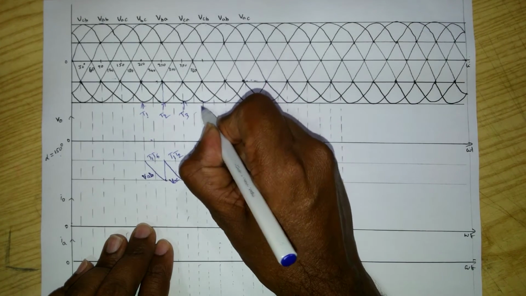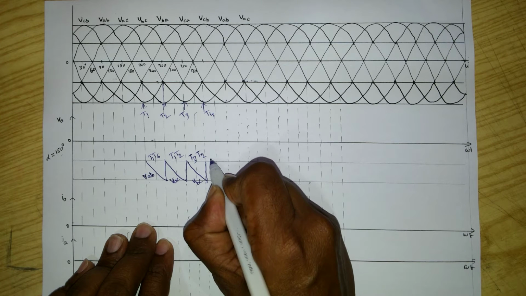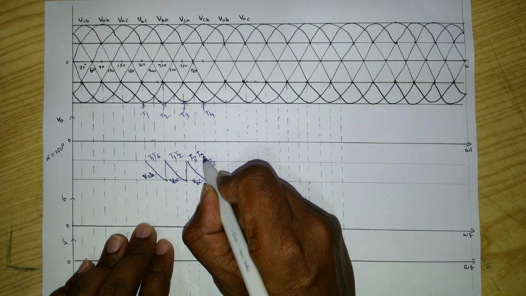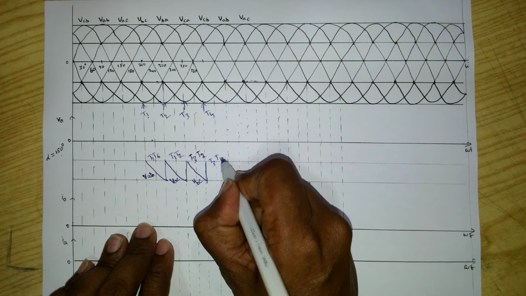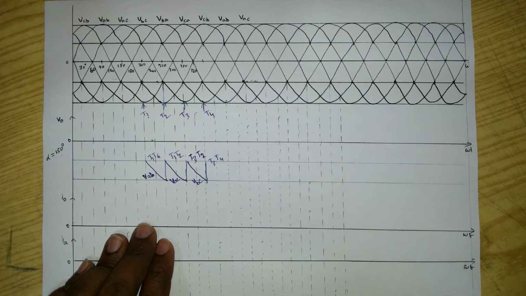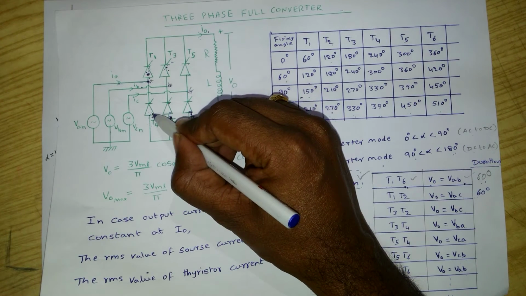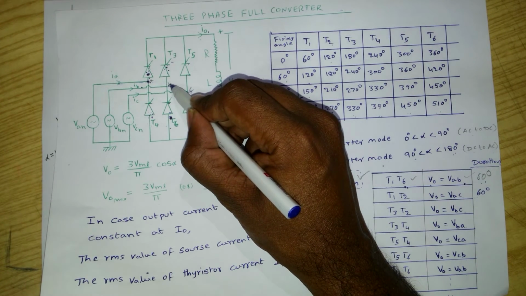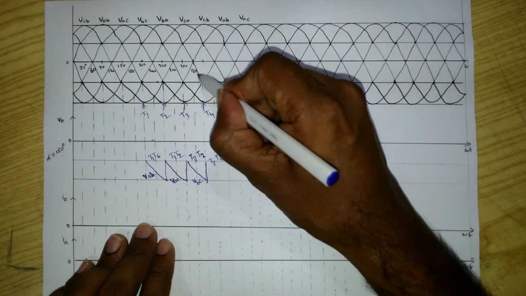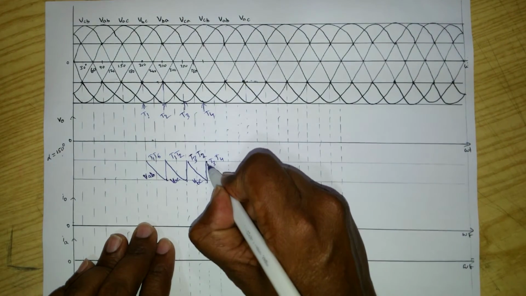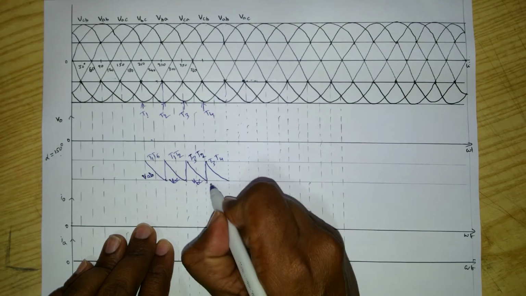Then after that, what do we do? After 60 degrees, here we trigger T4, right? T3 is in conduction, T2 is the outgoing device, and T4 is the incoming device. T3, T4 means VBN minus VAN, VBA. The output voltage should follow VBA. This is VBA, right? This is the waveform, it should follow.